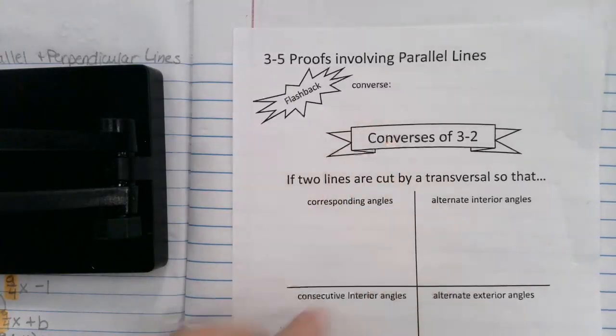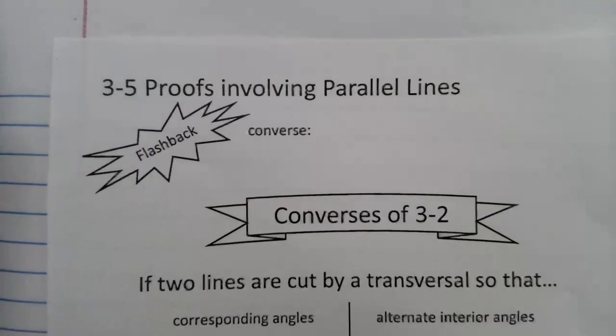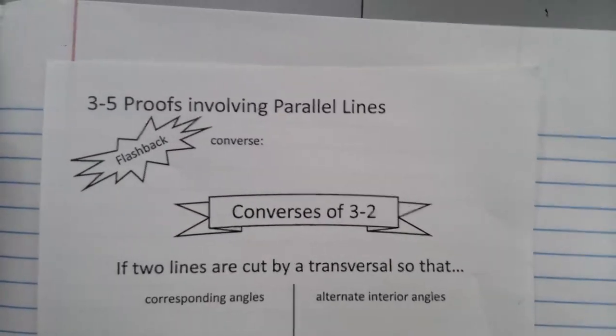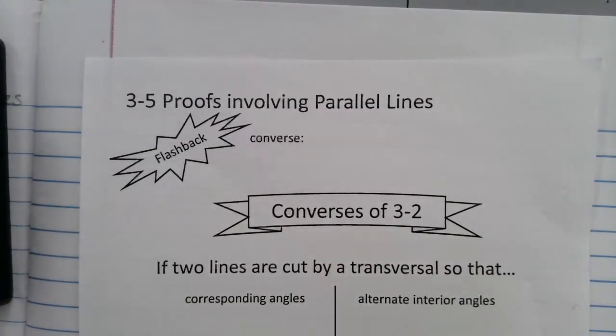What does converse mean? We did that back in chapter 2. So flip back in your notebooks, find chapter 2. It was a foldable. I think it was 2-4 part 1, 2-3 part 1. Right there, that foldable.